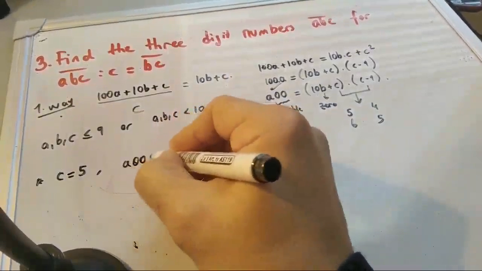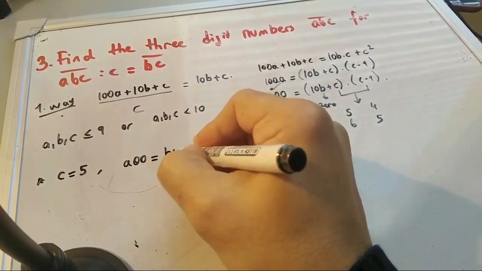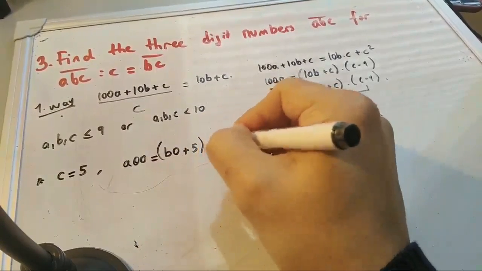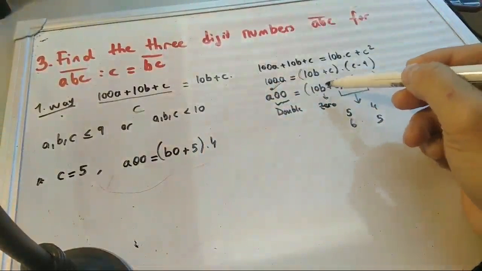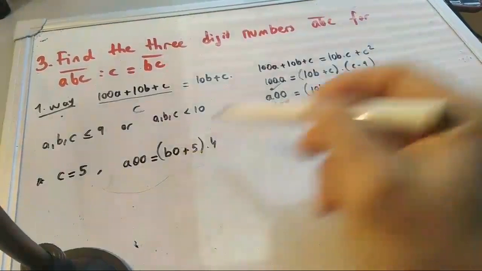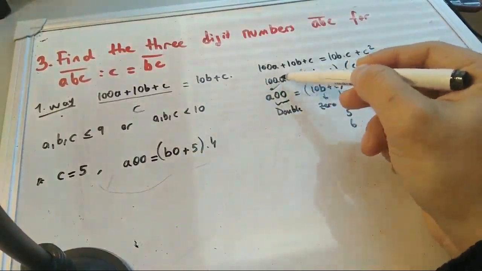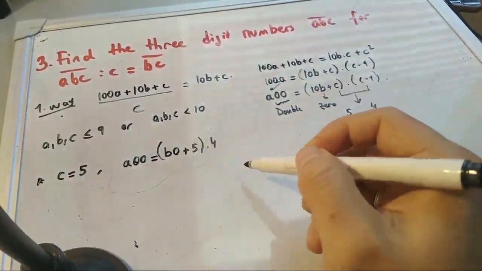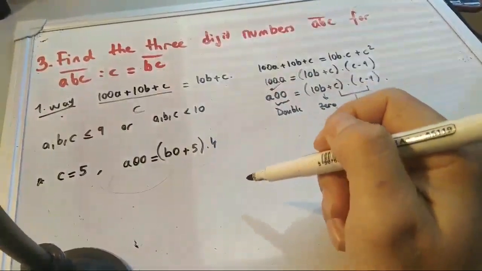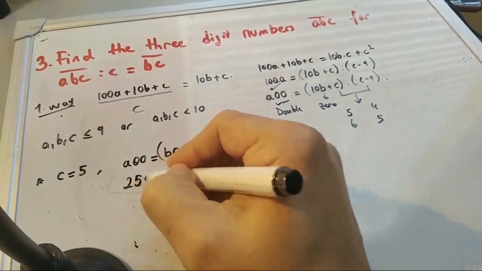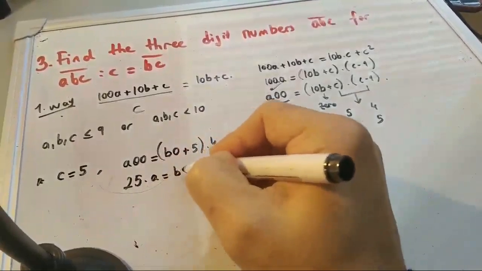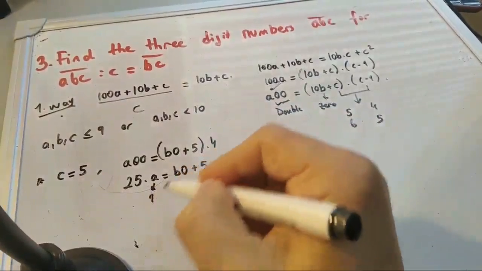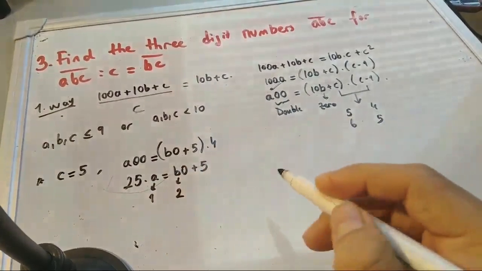A00 is equal to B0 plus 5 times 4. Actually, instead of 10 times B, we can write B0. Likewise, 100 times A is A00. 10 times B is B0 plus 5 times 4, and A00 cancels each other. We will get 25A is equal to B0 plus 5. So A is 1, B is 2.